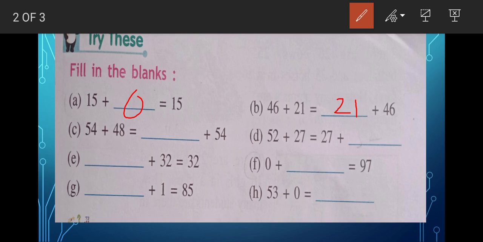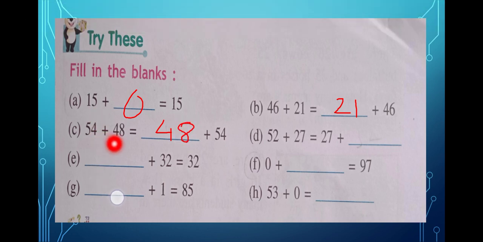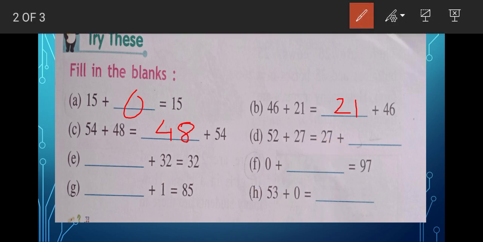Same way here also, 54 plus 48 is equal to what will it be, children? It is equal to 48 plus 54. Even if you add 54 plus 48 or 48 plus 54, the answer remains the same. These are the third property. This is the first property, 0. Now 52 plus 27 will be equal to 27 plus, yes, what should it be? Very good, it should be 52.